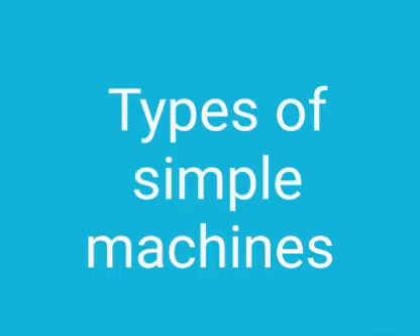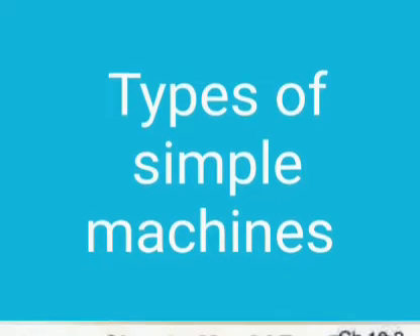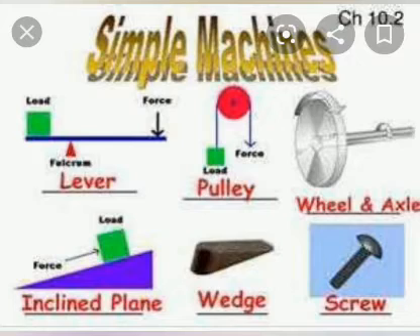Now in this video we will discuss in detail about different types of machines. Types of simple machines, in which we will study about lever, inclined plane, wedge, screw, pulley, wheel and axle. First of all, we will discuss about lever.